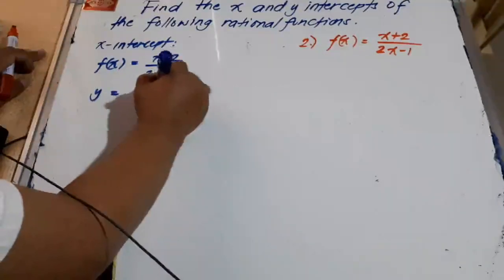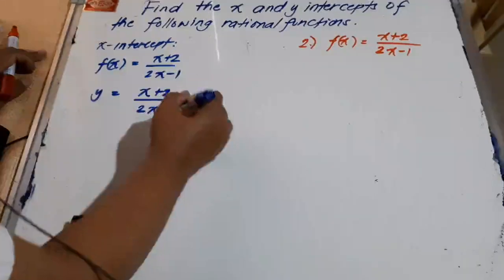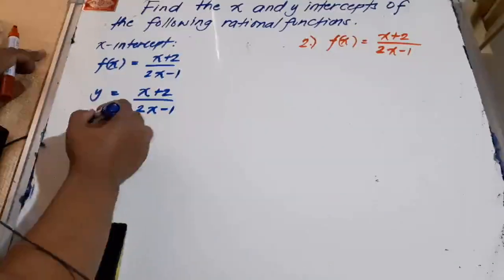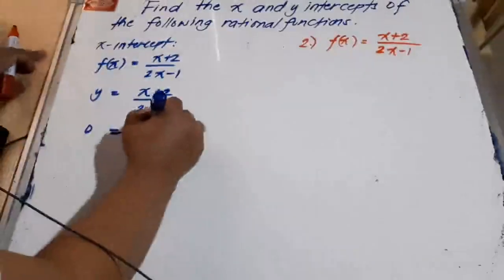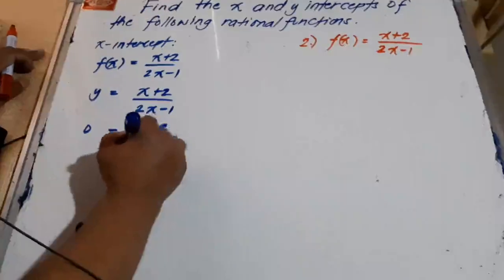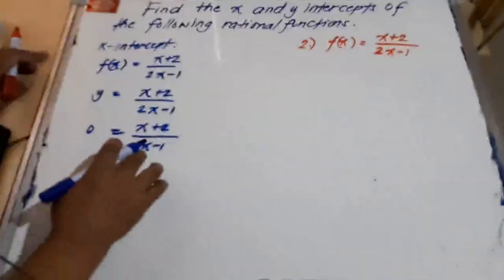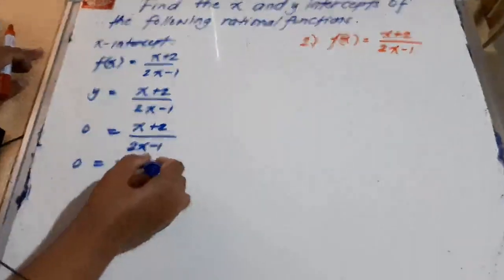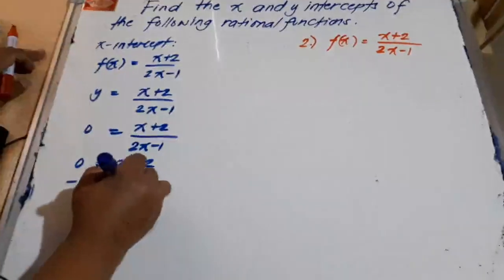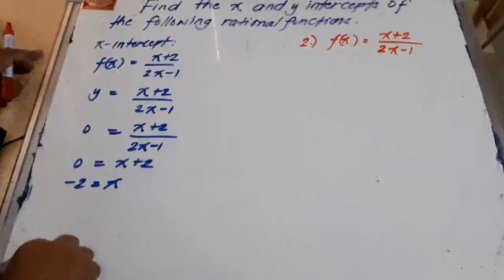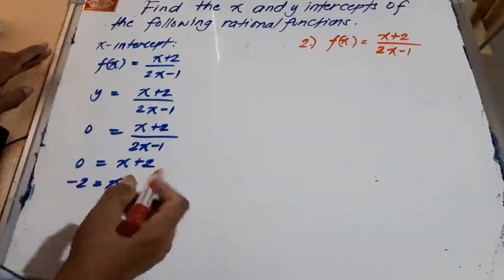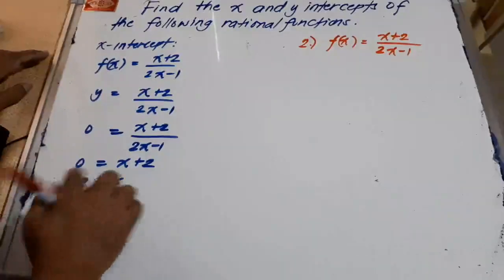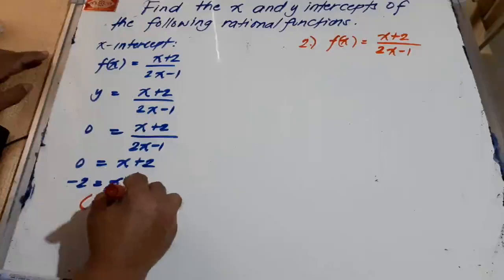Okay, so we have y equals x plus 2 over 2x minus 1. And then, I'm going to assign 0 to y para ma-solve si x-intercept. So, we have 0 equals x plus 2 over 2x minus 1. Then, I'm going to cross multiply 2x minus 1 to 0. So, the result is 0 equals x plus 2. Then, transposing 2 to the left side, we have negative 2 equals x. Therefore, ang ating x-intercept is located at (-2, 0). Okay?